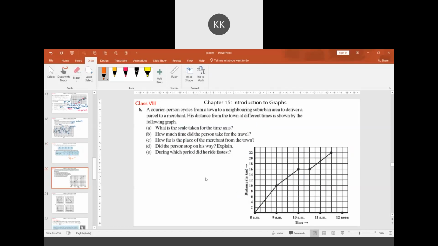Question 6. A courier person cycles from a town to a neighboring suburban area to deliver a parcel to a merchant. His distance from the town at different times is shown. What is the scale taken for the time axis?